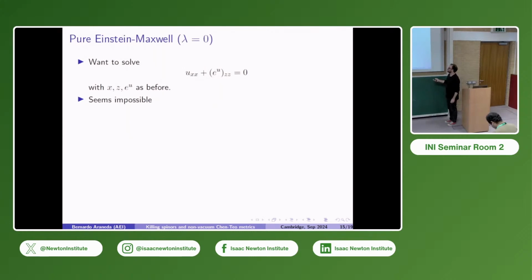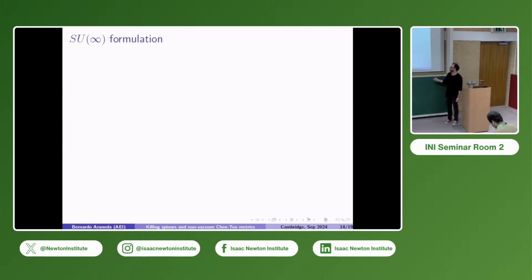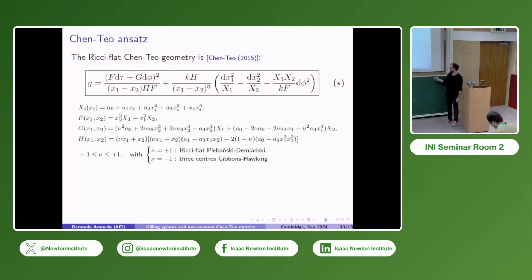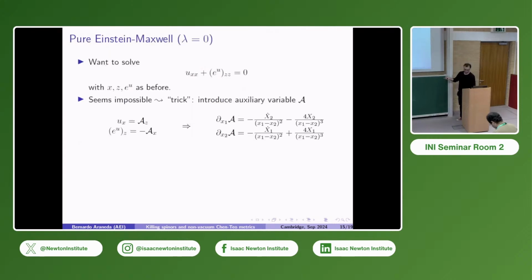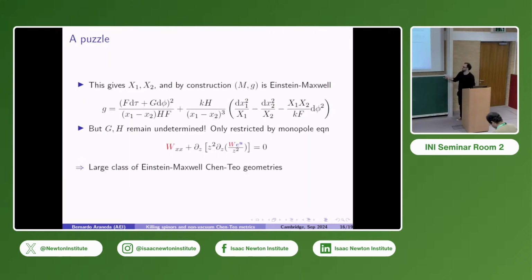So can you remind us how F is related? F is given by, that's the only thing that survives from the Chen-Teo. Yeah, the rest is completely arbitrary, but F is still given by this. There is some reason for that, but let me not go into it. So the puzzle is that any solution to the monopole equation will give you an Einstein-Maxwell Chen-Teo metric.